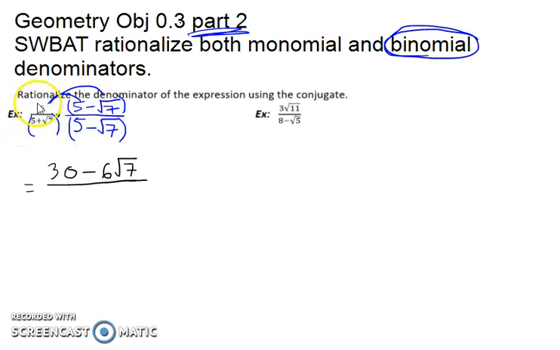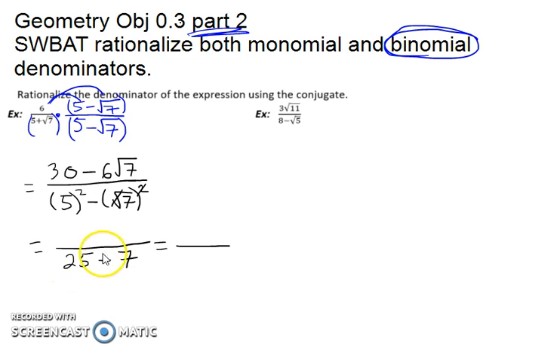In the denominator, using that conjugate shortcut, remember a plus b times a minus b, you do the first term squared, minus the second term squared. So in this case, the first term is 5, and the second term is square root of 7. So 5 squared, I'm going to rewrite this again. The denominator is 5 squared, which is 25, minus square root of 7 squared, and as you know, these cancel out, we just get 7. And so our final denominator here is just 25 minus 7, and that is going to be 18.